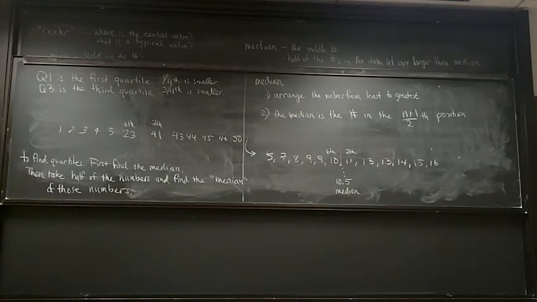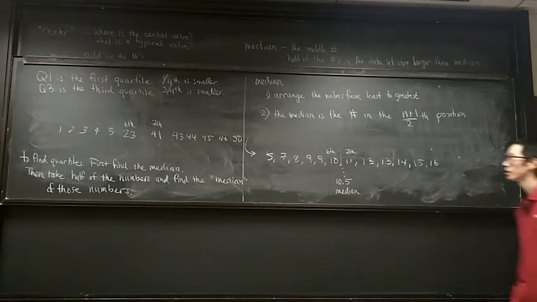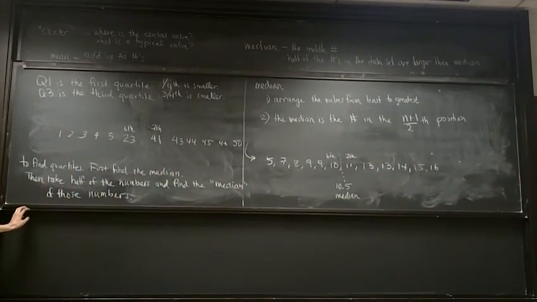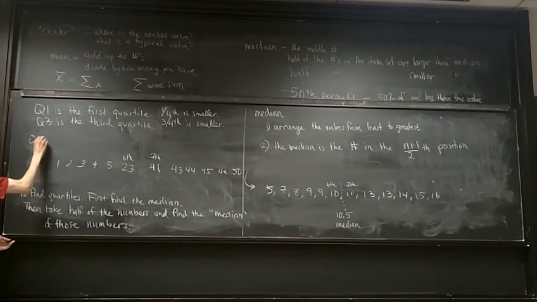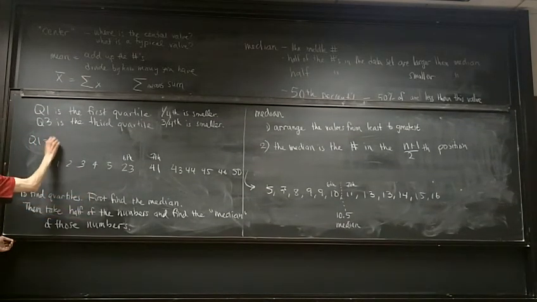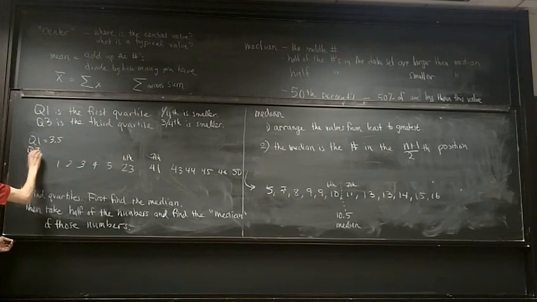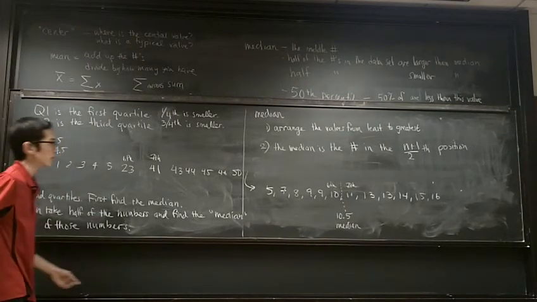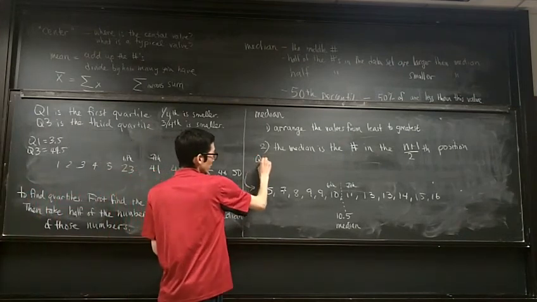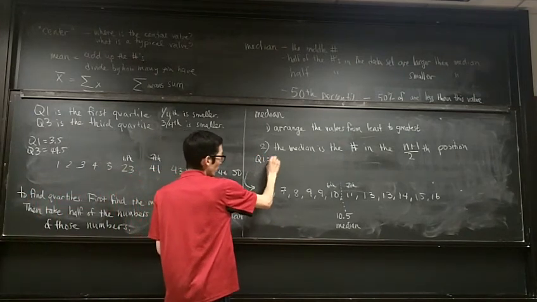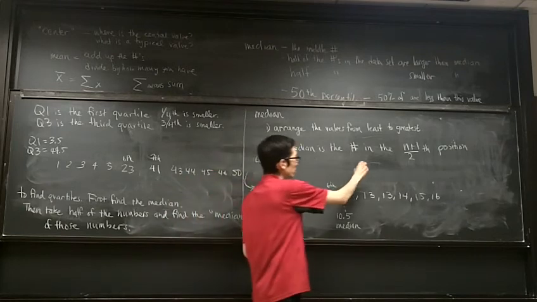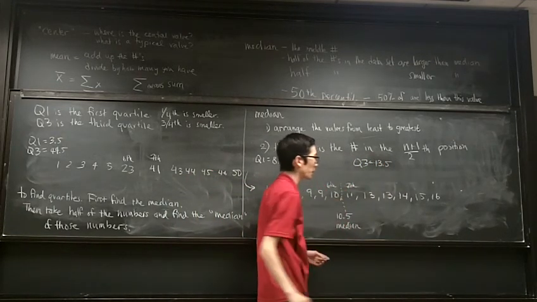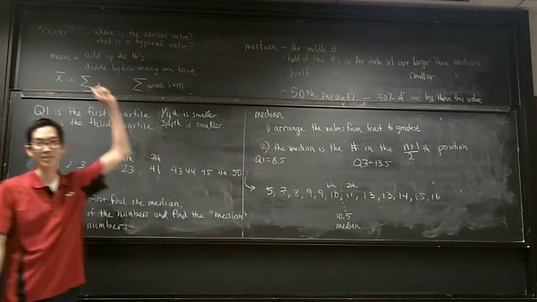Okay, how are we doing? The half, two halves. Okay, just go ahead and call them out. Q1 over here is 3.5. Q3 is 44.5. Q1 over here, 8.5. Q3 over here, 13.5. Okay? Is that good?